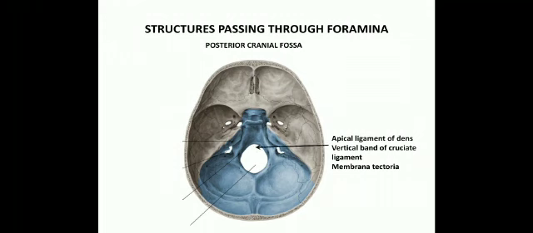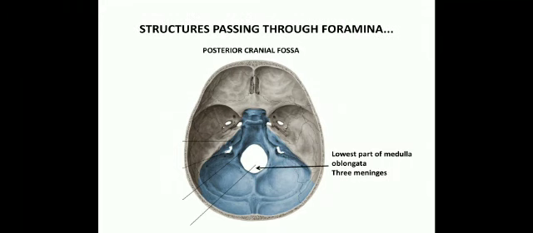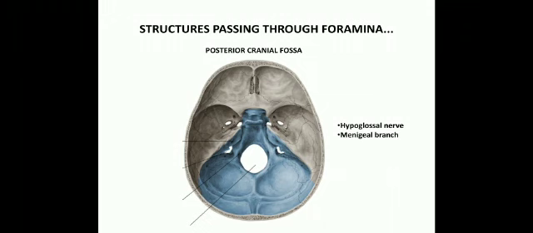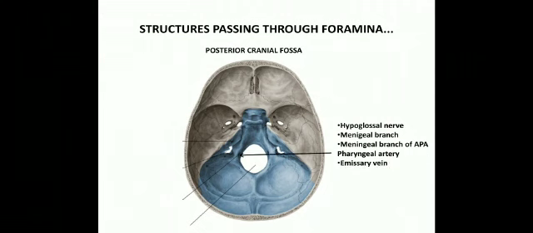In the anterior aspect of the foramen magnum, the following structures pass: the apical ligament of the dens, vertical band of cruciate ligament and the membrana tectoria. And in the posterior aspect, the lowest part of the medulla oblongata and the 3 meninges. Through the hypoglossal canal, we have the following structures: hypoglossal nerve, meningeal branch of ascending pharyngeal artery, and emissary vein.